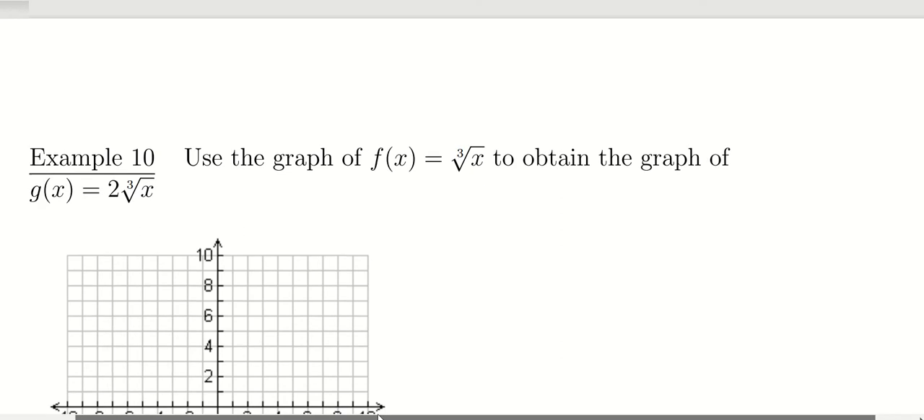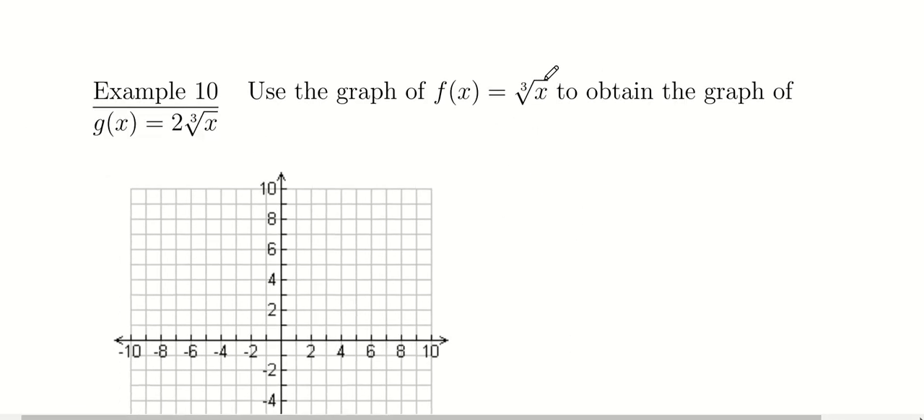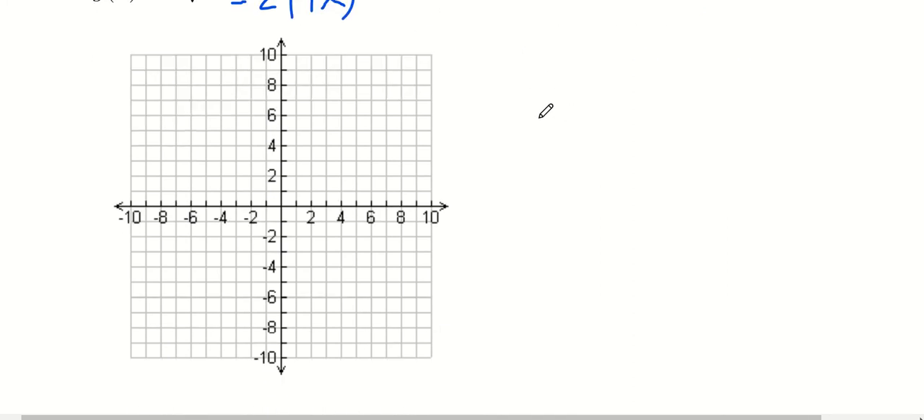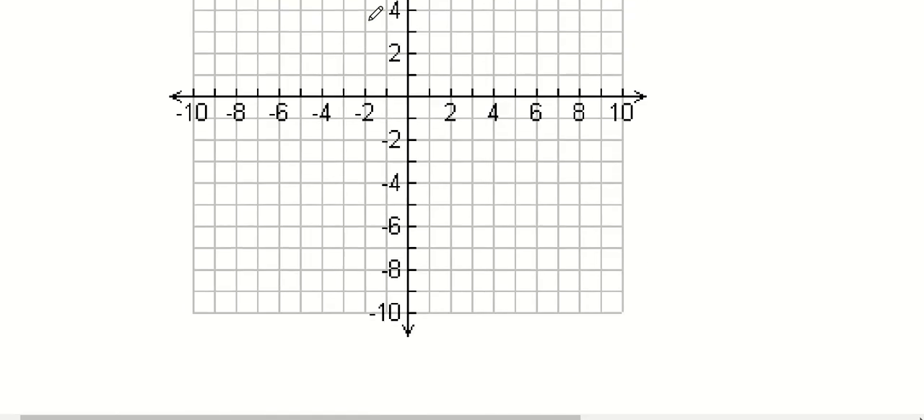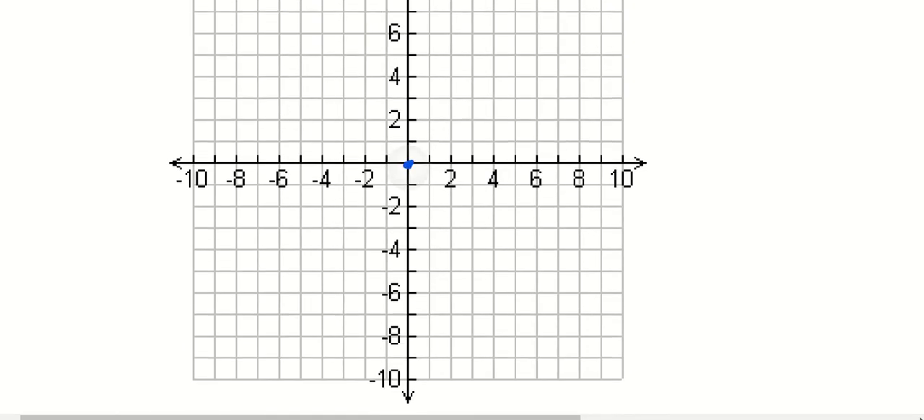Let's take a look at another example. In the next one, we want to use the graph of the cube root of x to obtain the graph of g of x, which is 2 times the cube root of x. The way that g of x relates to f is that g of x is going to be twice f of x. So let's graph, first of all, our parent function, which is the cube root. We should all know what the parent function looks like. It should look like this.